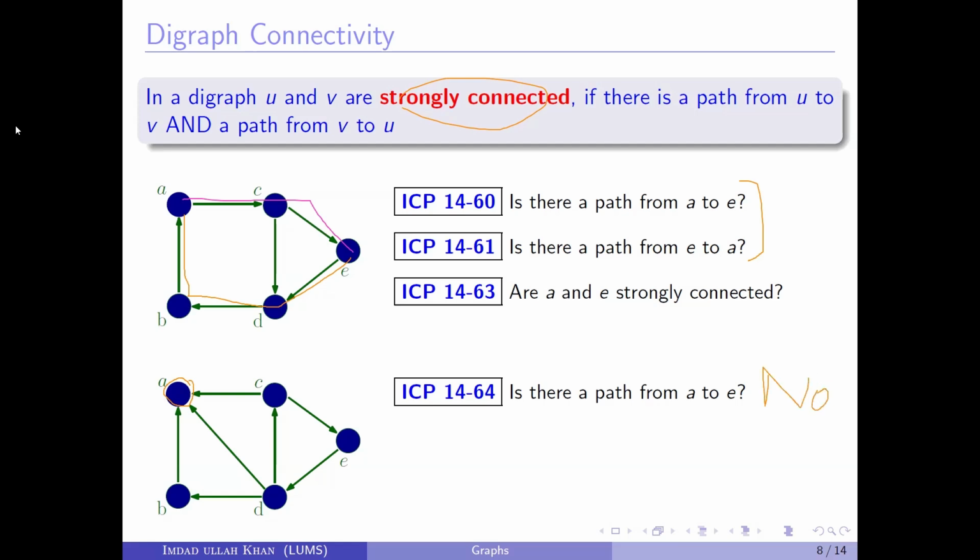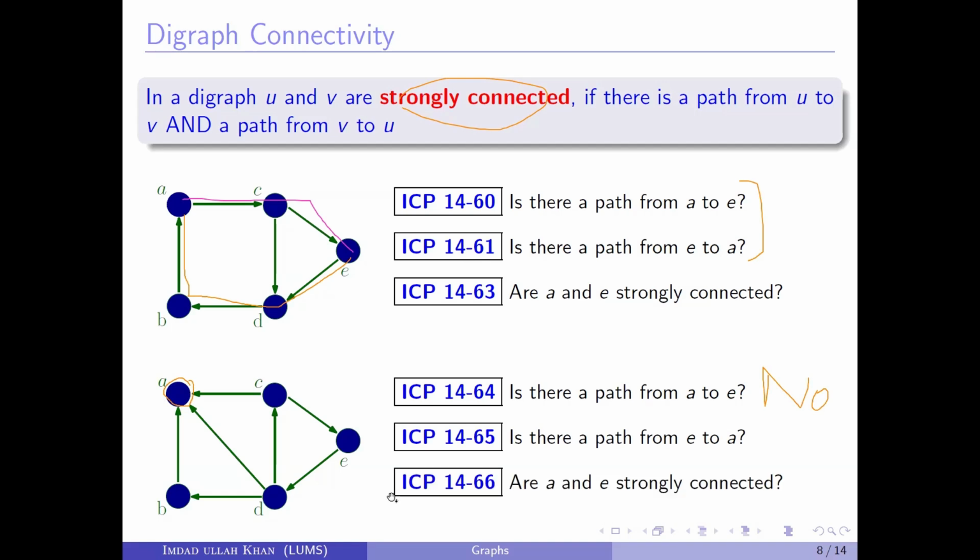Is there a path from E to A? The answer is yes, the same answer as in the previous graph. And is this pair strongly connected in the second graph? The answer is no, because it does not fulfill the existence of a path in both directions.